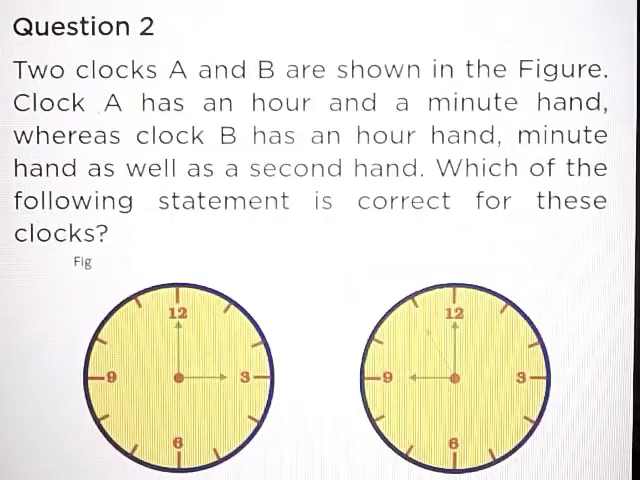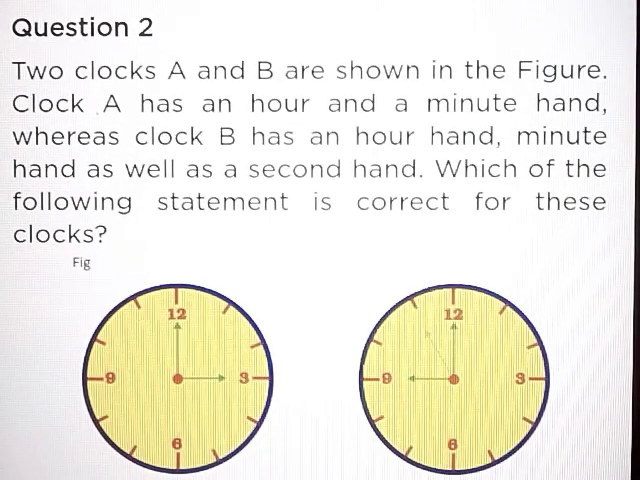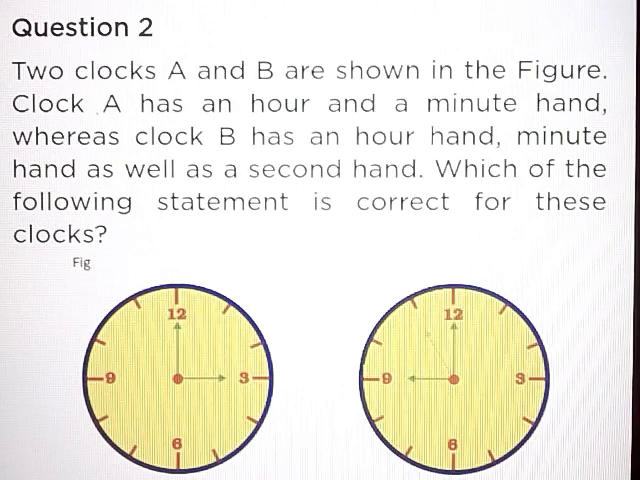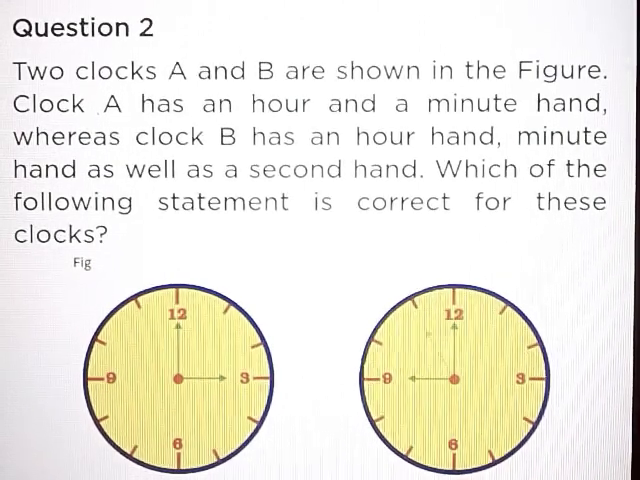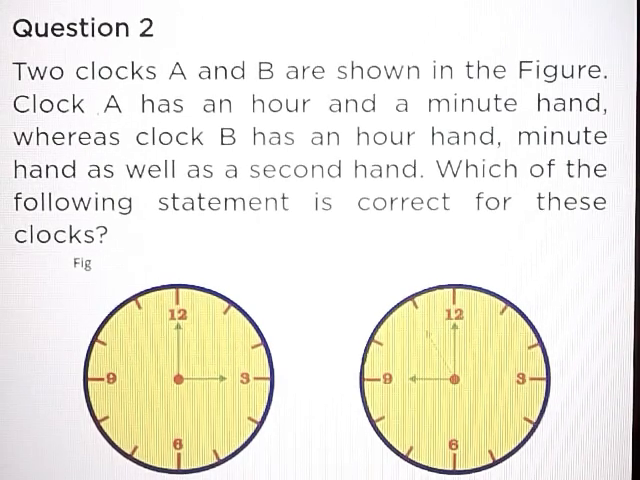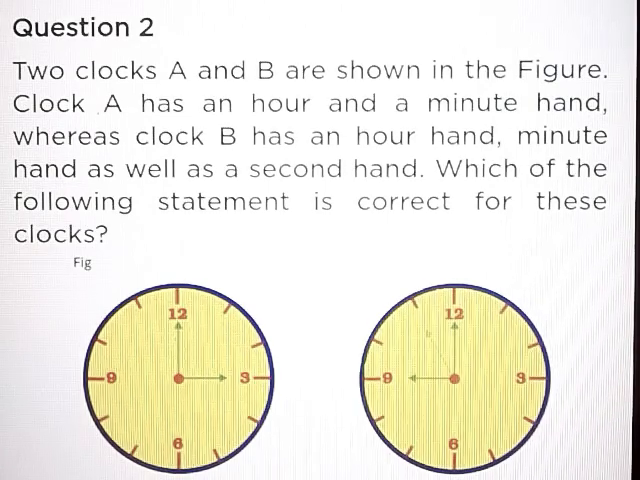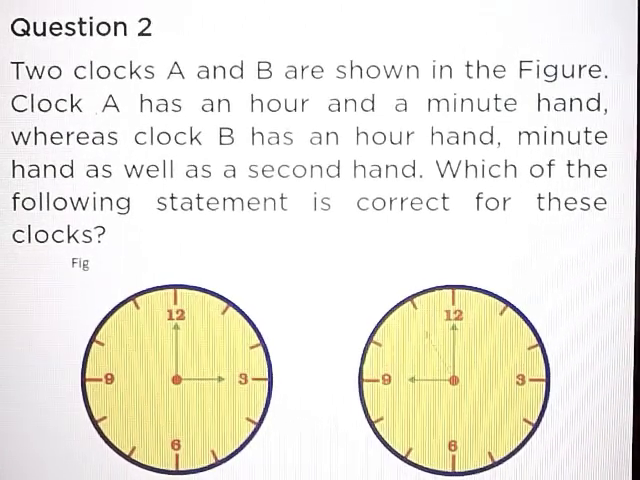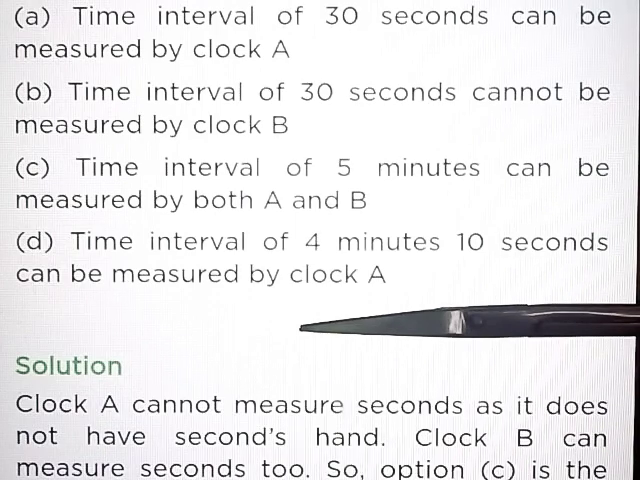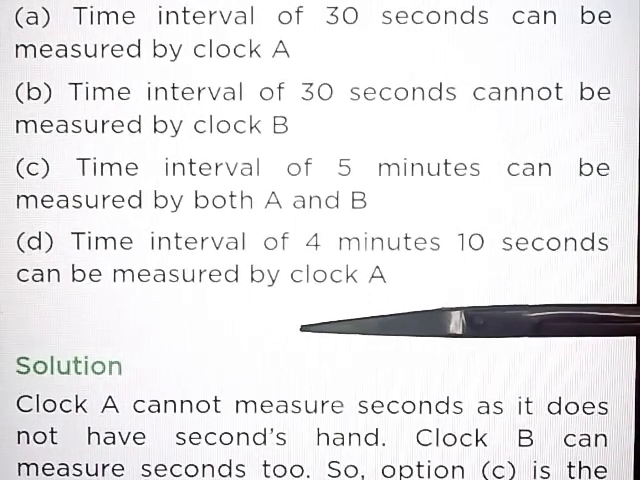Question number 2. Two clocks A and B are shown in the figure. Clock A has an hour and a minute hand, whereas clock B has an hour hand, minute hand, as well as second hand. Which of the following statements is correct for these clocks? Part A. The time interval of 30 seconds can be measured by clock A.